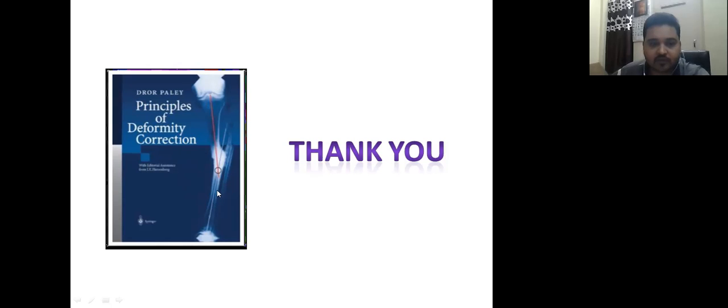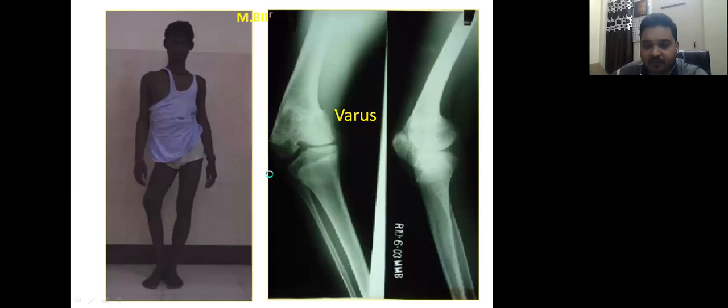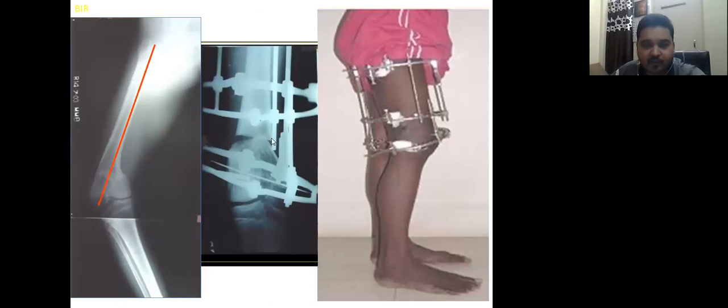This is the book of Paley, and I'll show one or two examples of deformity. It's from GS Kulkarni sir. They are his cases, and with due permission I've taken the photos and X-rays. This was a 17-year-old boy having a varus deformity. If we plan, the deformity is very near to the joint, as I mentioned earlier. Here we have got the CORA, and 40° is what we get.